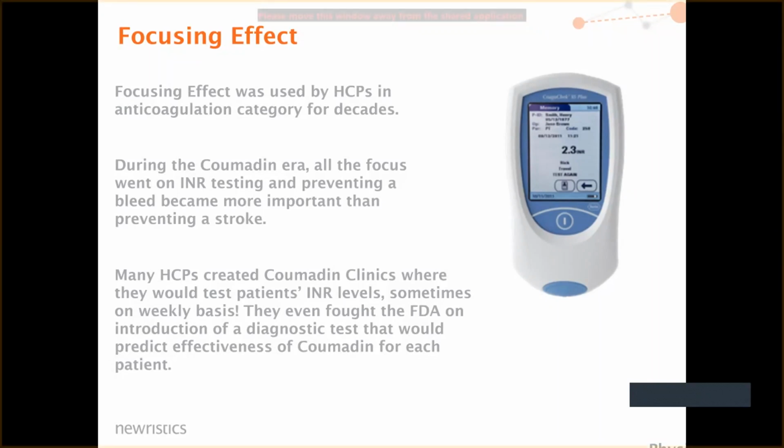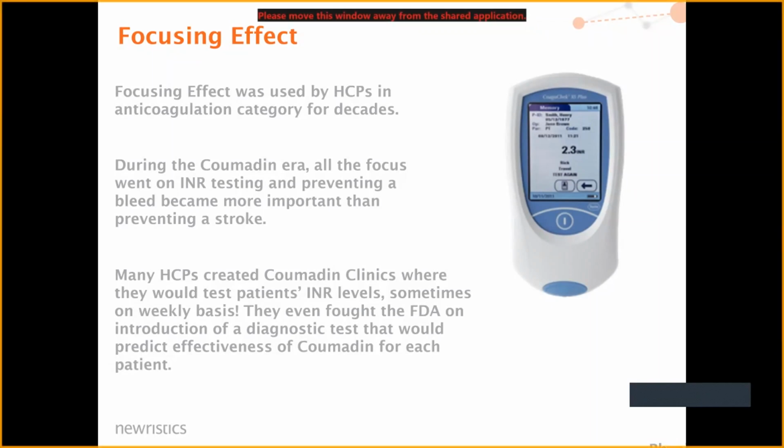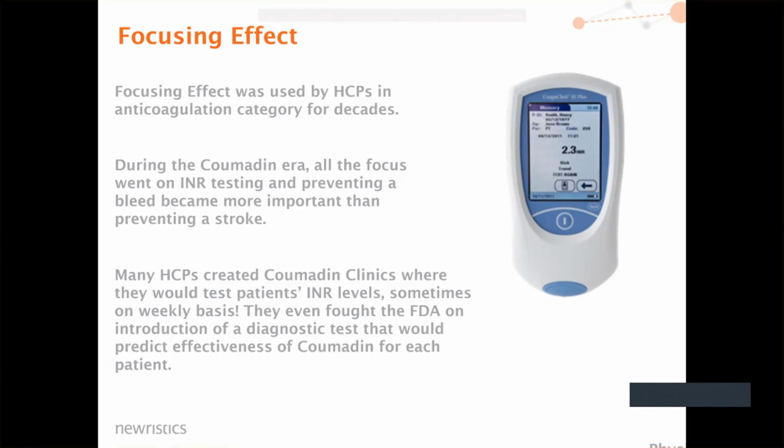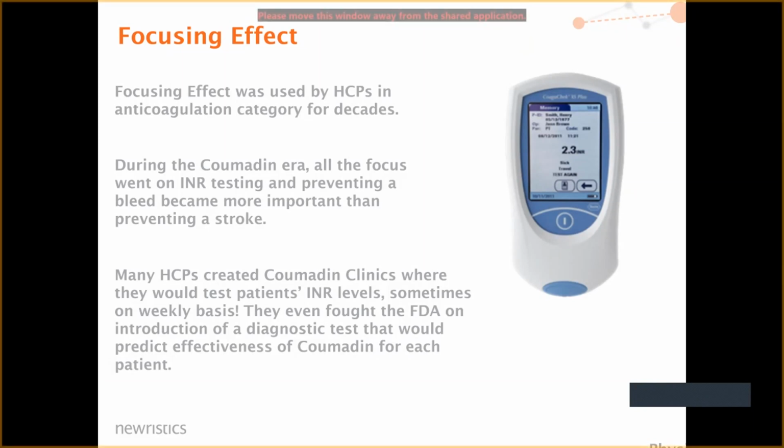If you have lived in this category, you might even remember that in the mid-2000s, the FDA was championing the introduction of a diagnostic test that could fairly accurately predict the effectiveness of Coumadin on each patient individually, so that the physician could then decide whether they wanted to put them on Coumadin at all, whether this drug would be very effective for them or not. And the AMA and cardiologists' associations fought that proposal tooth and nail, and they made all sorts of excuses for why they didn't believe that diagnostic test was the right thing to do. The real reason was they didn't want to give up the revenue stream coming from these Coumadin clinics. So, an interesting example of focusing effect in a fairly large category.